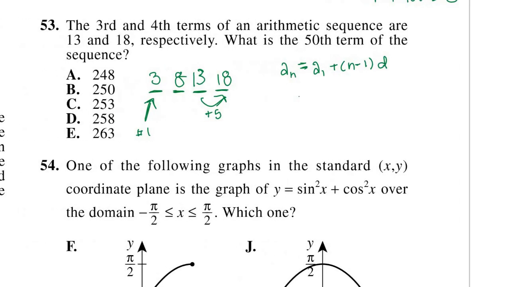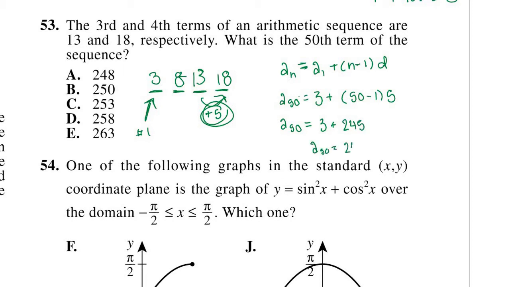So we're trying to find the 50th term, so n is going to be 50. Our first term, a sub 1, is 3, plus n is 50 again, minus 1 times d, that's our common difference, which in this case is 5. So we add the 5. From here, we just solve. So we get a sub 50 is equal to 3 plus 245. So we know a sub 50 is going to equal 248. So our answer to this question is A.